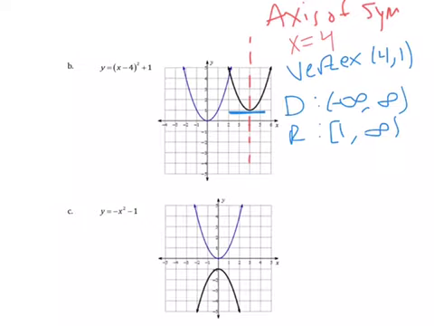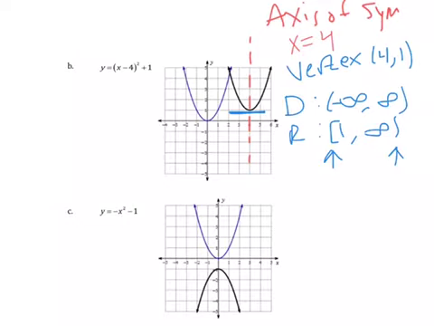Now, the reason you might have noticed I wrote the bracket there and a parenthesis here: the parenthesis is because it keeps going, right? The bracket means that the 1 is included in the range; it hits this number 1 and stops right there. Okay?